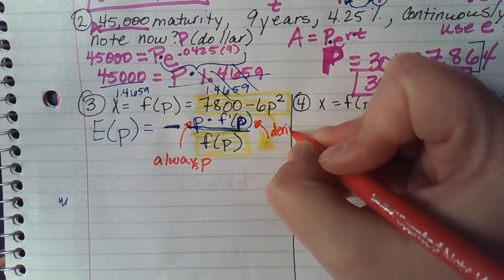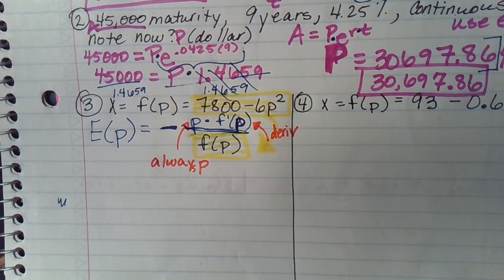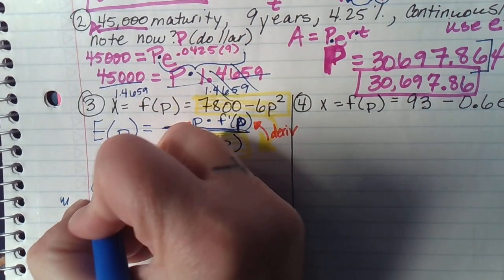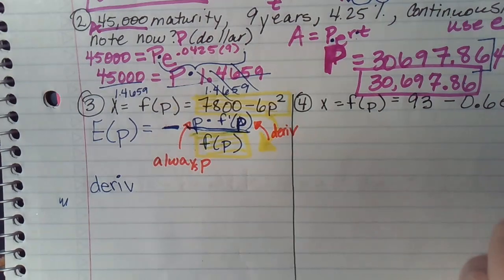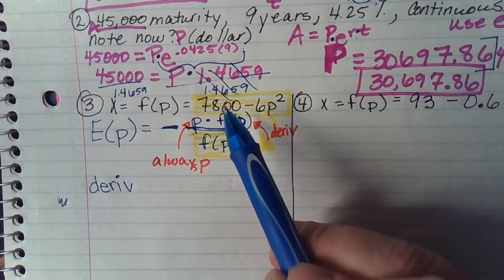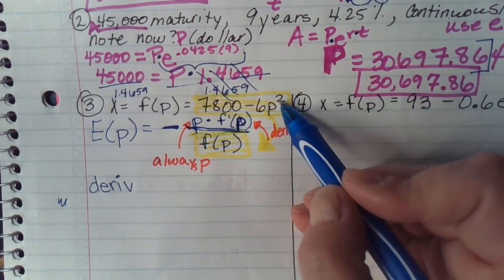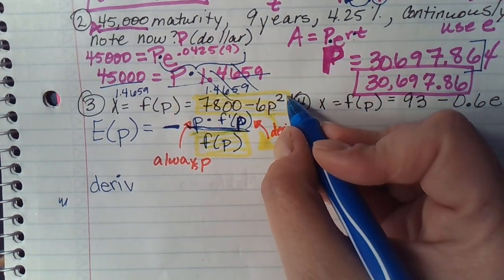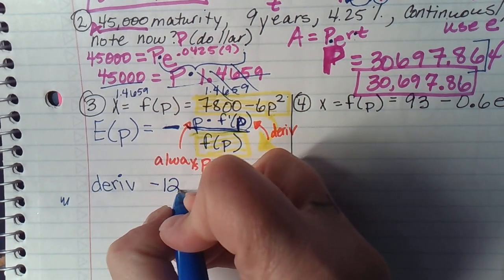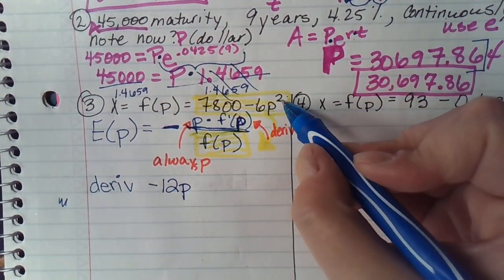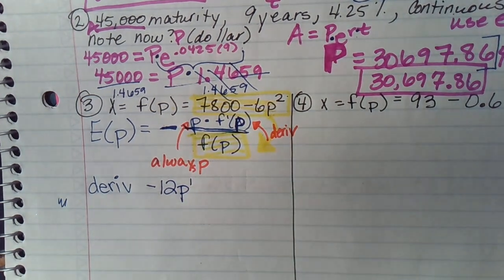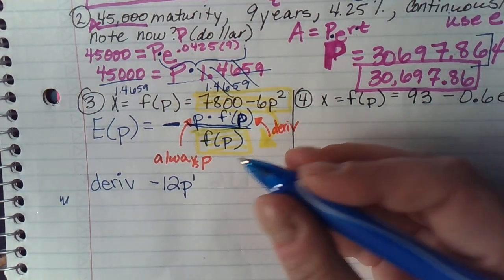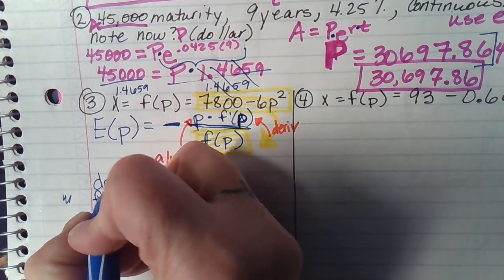And then this f prime, well, that's the derivative. The only super math we have to do is the derivative. So let's find the derivative. The derivative of a number just goes away to 0. Then the derivative of negative 6P squared is you take the 2, bring it down, and multiply. 2 times negative 6 is negative 12. P to the, subtract 1 from the exponent, 1. This was from that last test. So this is our f prime of P.